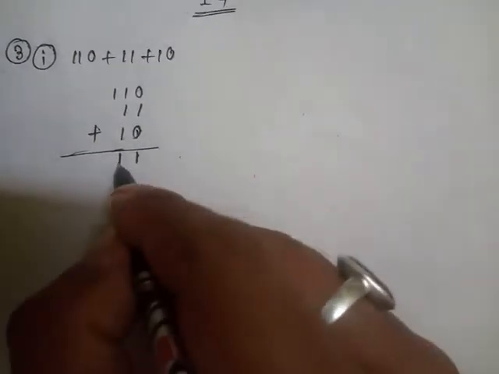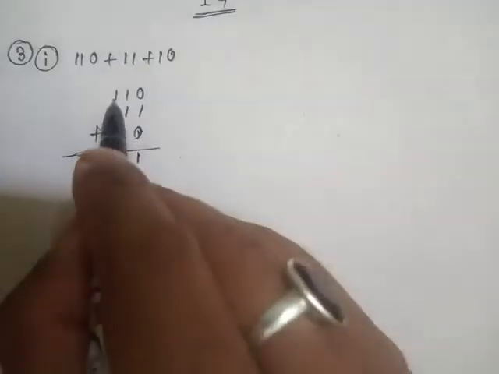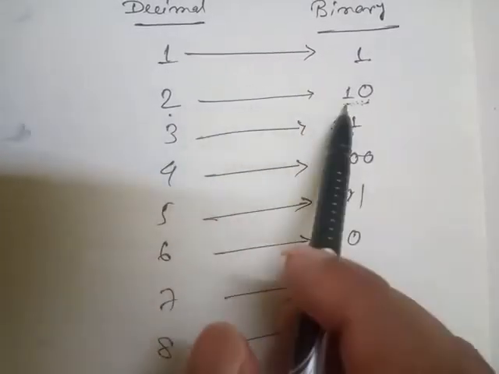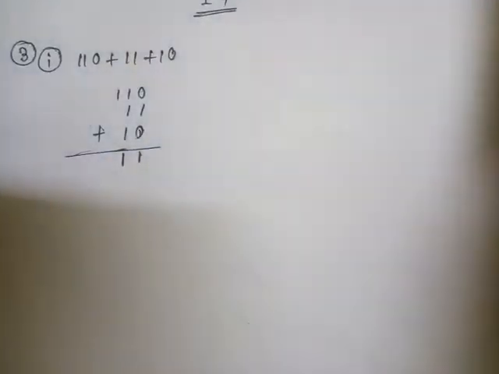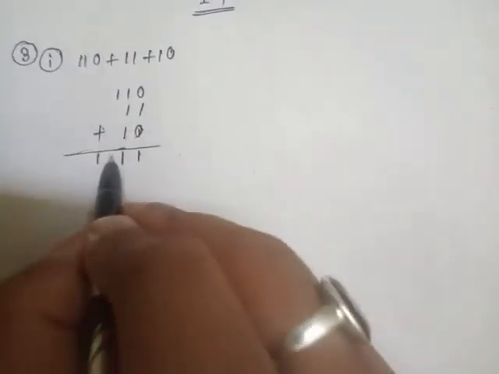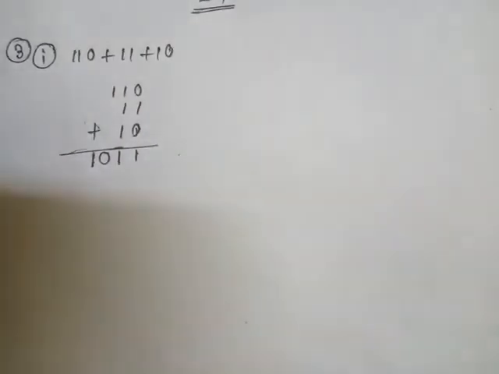So 1 is here, carry 1. Now 1 plus 1 means 2. Now look here, 1 plus 1 is 2 in decimal, but in binary it is 10. So here 1 plus 1 and that carry 1 means 10. This is the answer of the addition. This is 3 Roman 1.